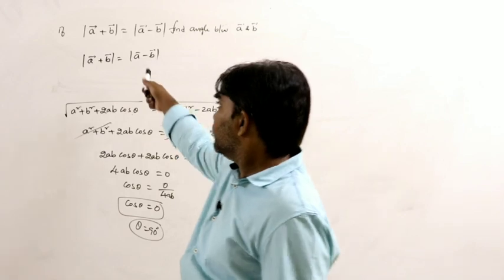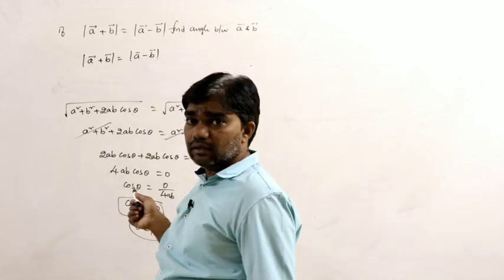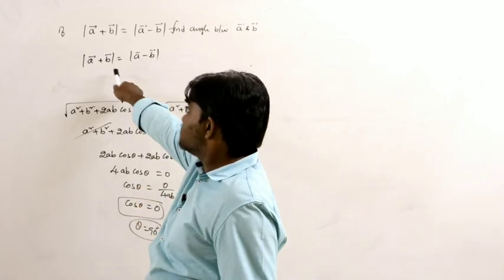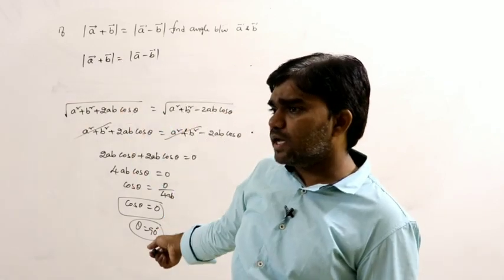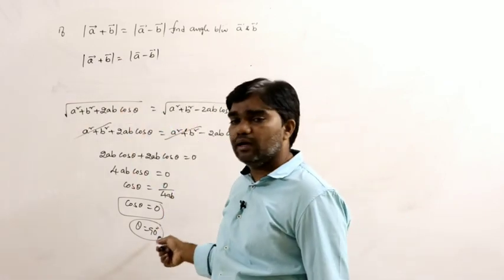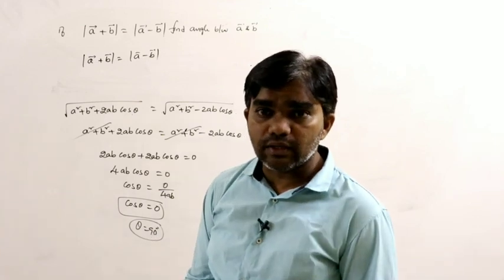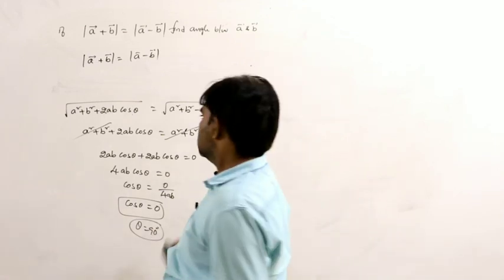That means if two vectors are inclined at an angle and this condition exists, that A bar plus B bar equals A bar minus B bar, what is the angle between the two vectors? It is 90 degrees.